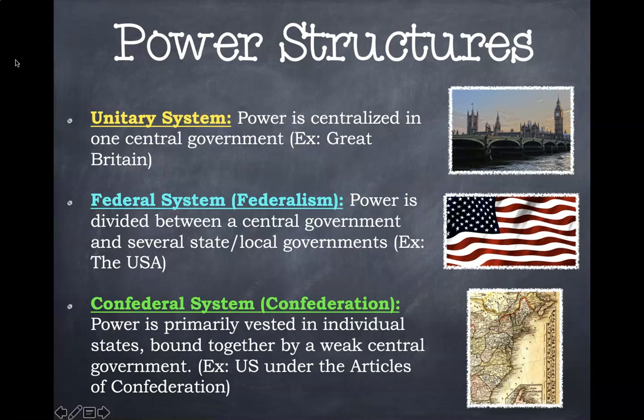We have a unitary system of government, in which power is centralized in one central government, for example, Great Britain. There's also the federal system of government, known as federalism, which we'll talk about today, where power is divided between a central government and several state/local governments. And then finally, you have a confederate system of government, where power is primarily vested in individual states, bound together by a weak central government. The example that we talked about in the last unit was the Articles of Confederation.